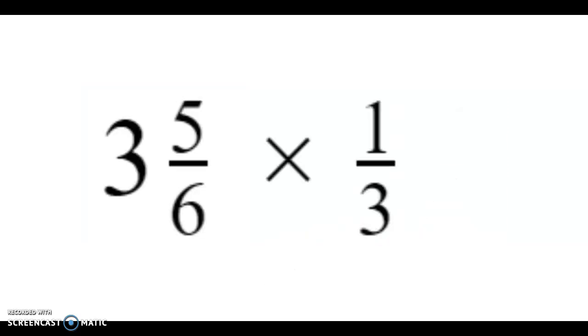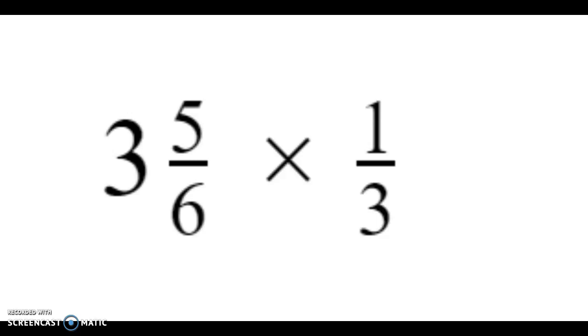Here's the first equation that we're going to take a look at. 3 and 5/6 times 1/3. Remember, the commutative property of multiplication states that it doesn't matter which factor you have, either in the first spot or the second, when you're multiplying, your product will still be the same. That is exactly the case with multiplying mixed numbers and fractions.